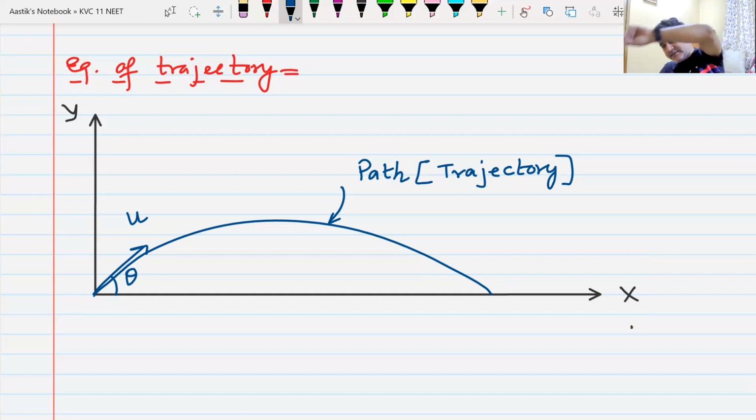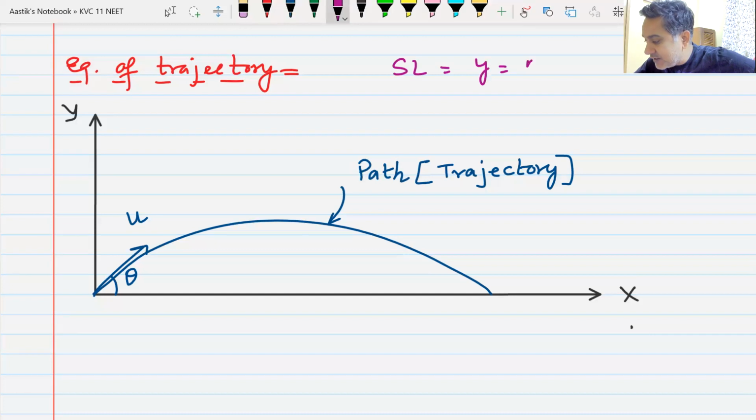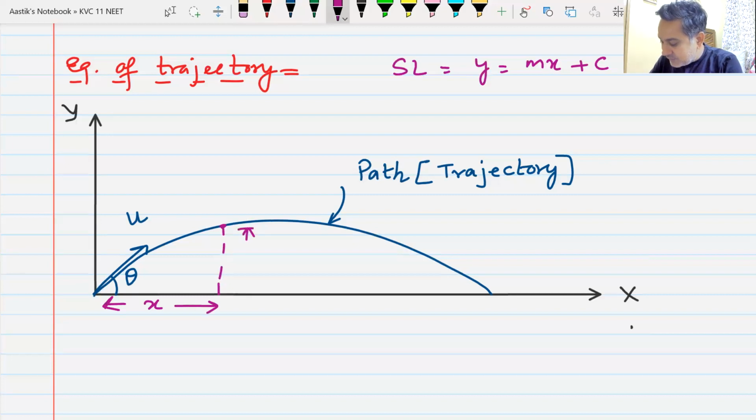It is going like this. The equation of this path is known as the equation of trajectory. Now, if I talk about the equation of a straight line, what is it? Equation of a straight line is y is equal to mx plus c. We know this, yes or no? So it gives us a relation between x and y. Similarly, the equation of trajectory will also give me this. If at any point the particle has an x coordinate, it will have a y coordinate.